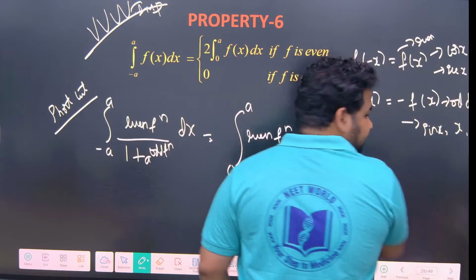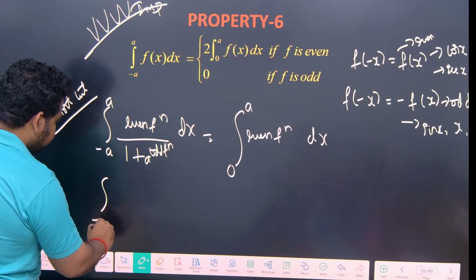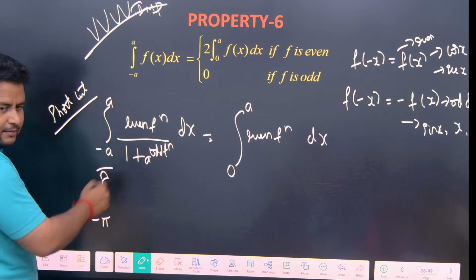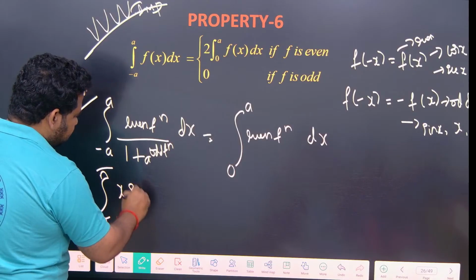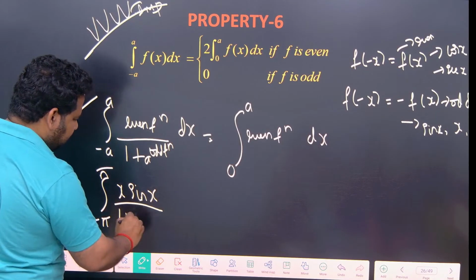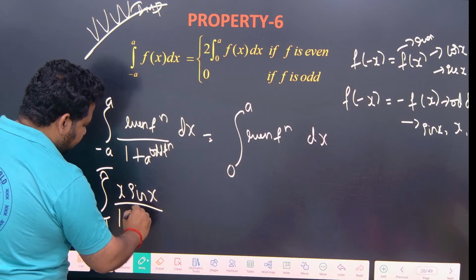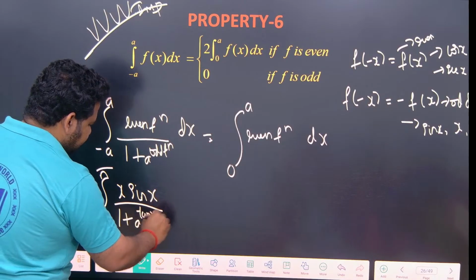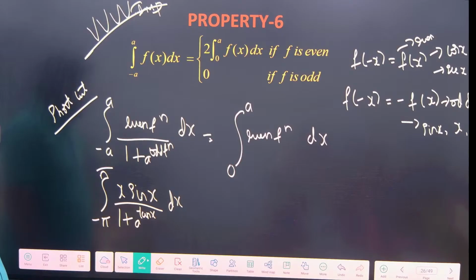Now let us take an example for this. Suppose I take it as the integral from minus pi to pi of x sin x divided by 1 plus a power tan x, dx. x sin x is given.